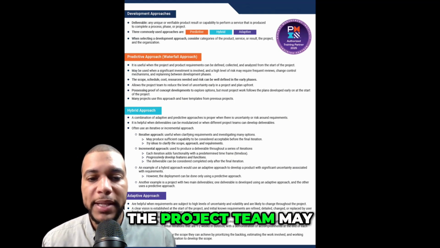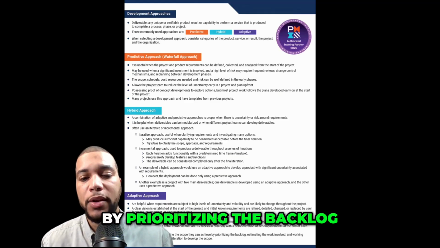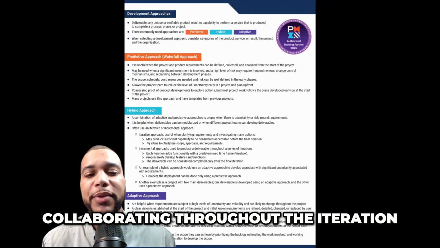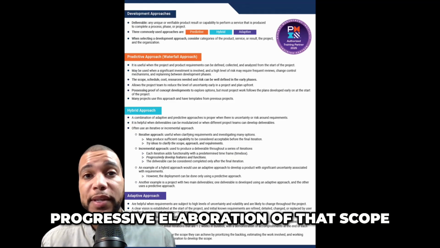The project team may determine the scope that they can achieve by prioritizing the backlog, estimating the work involved, and working and collaborating throughout the iteration to develop the scope. So once again, that also is that progressive elaboration of that scope.